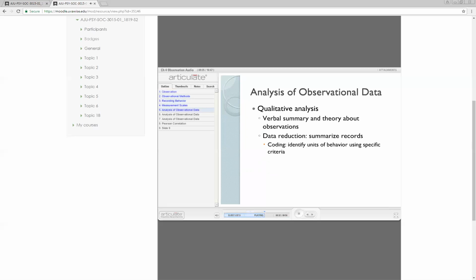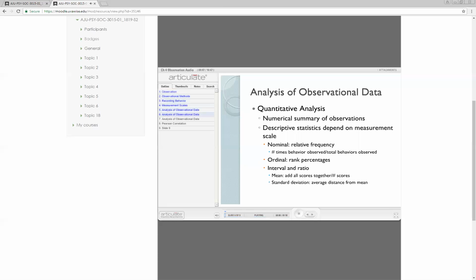Typically, the way that's done is through coding, where you identify the units of behavior using specific criteria. So say, how many times does this person use this word, or how often does this come up, when does this come up? But it's really important to remember that qualitative analysis is a verbal summary, whereas quantitative analysis has to do with numbers. So like I said, quantitative analysis is a numerical summary of observations. We call this descriptive statistics often because they're describing what's going on.